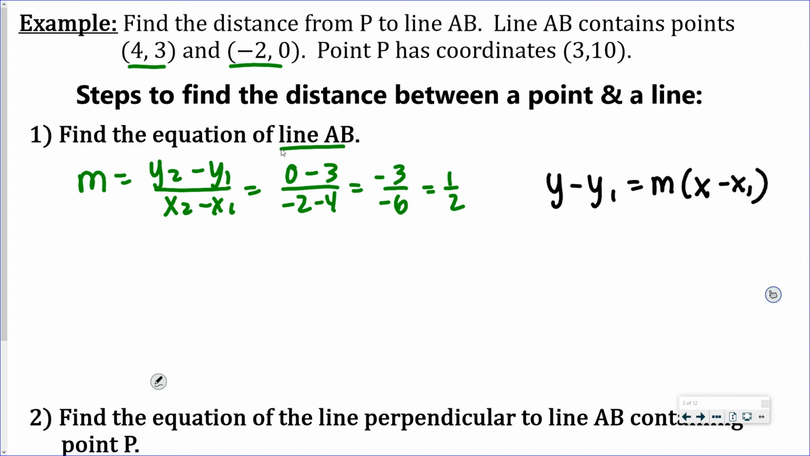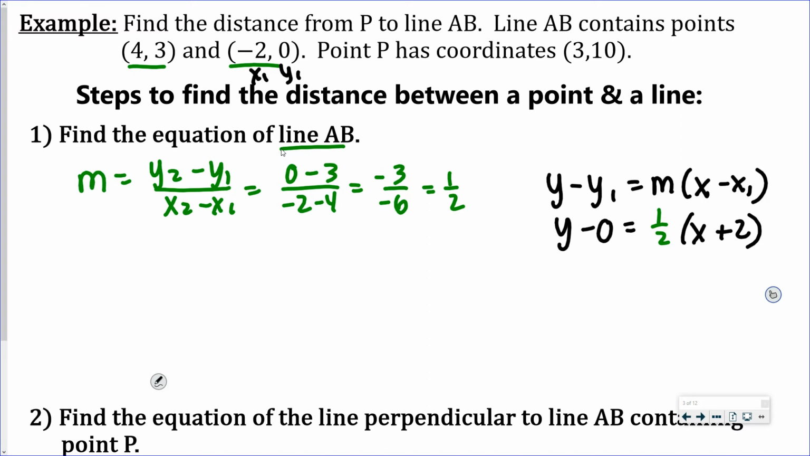You can plug in either point. I'm probably going to use this one because it has a 0. So I can do 0 for y1 if I'm using the point -2, 0. My slope is 1/2. X minus -2 would turn into x plus 2.